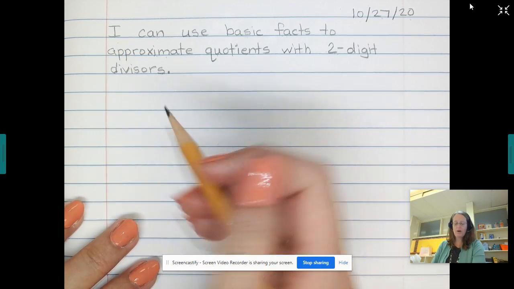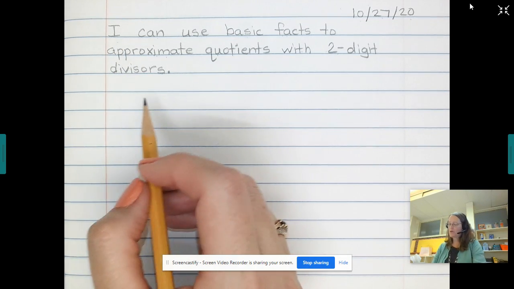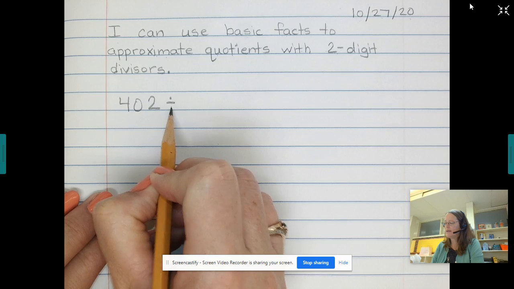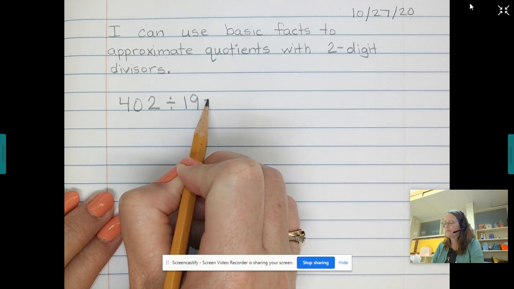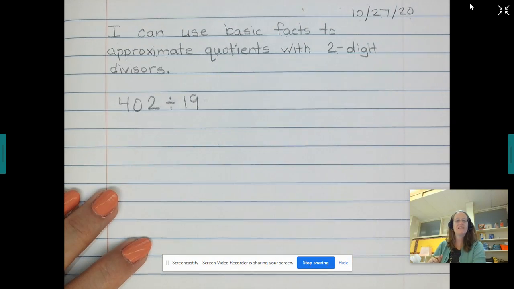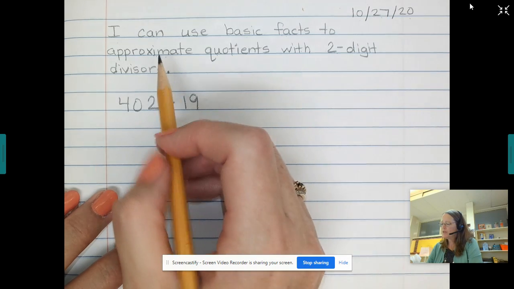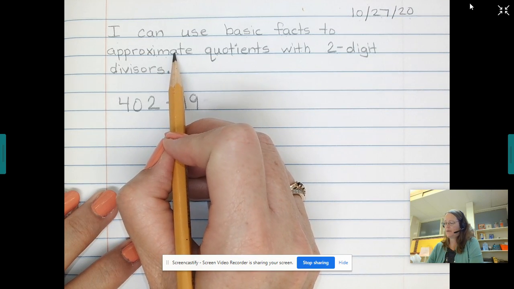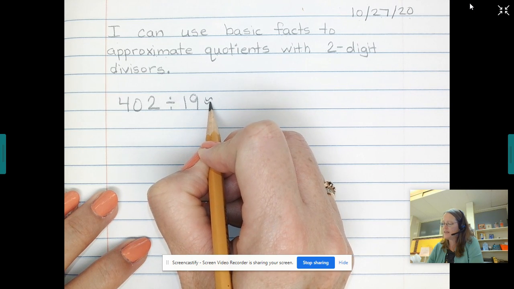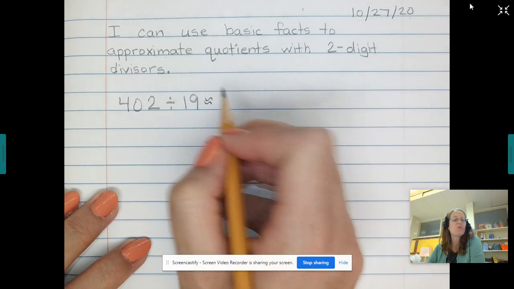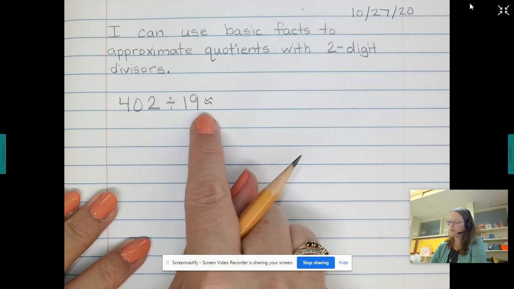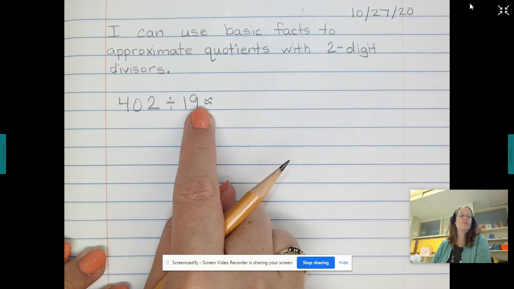So I'm going to give us a problem, and I'm going to talk you through it. 402 divided by 19. There is our two-digit divisor, 19. But what we're going to do is some rounding, okay? We're going to do some estimating. So if you remember that funky looking equal sign, remember the wavy equal sign means about. So we're going to do some estimating here. We're going to round both of these numbers.